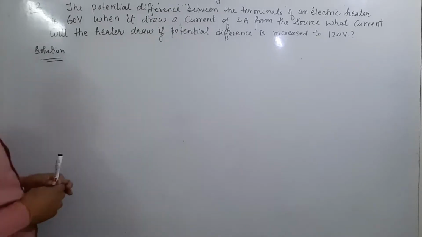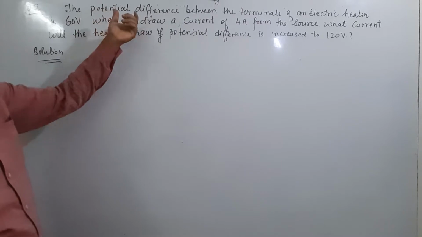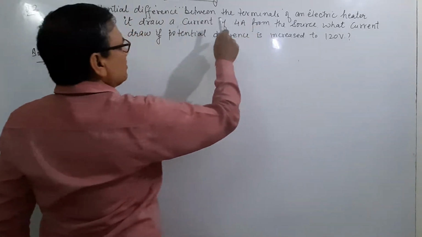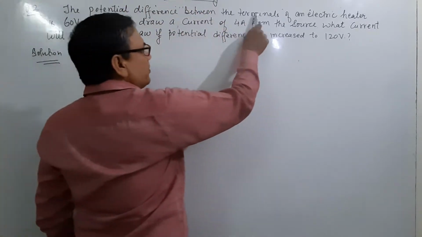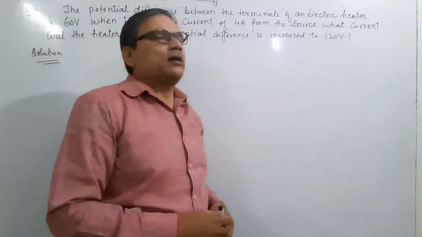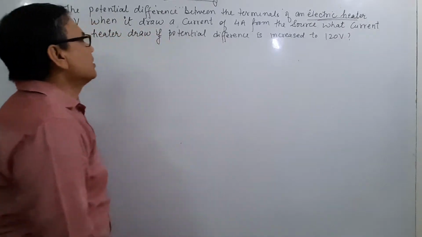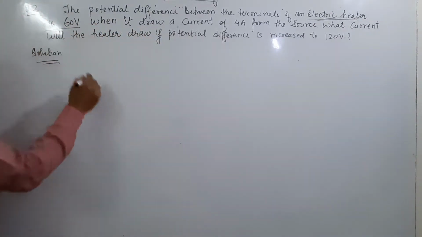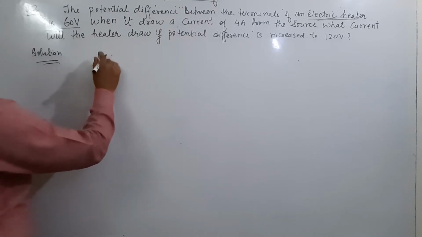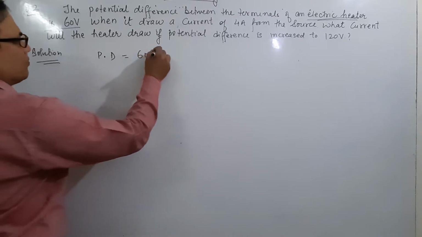And now second question. The potential difference means voltage V, potential difference between two terminals A and B. Potential difference is always counted between two terminals of an electric heater. This electric heater is an electrical appliance which has some resistance R. The potential difference is 60 volt.